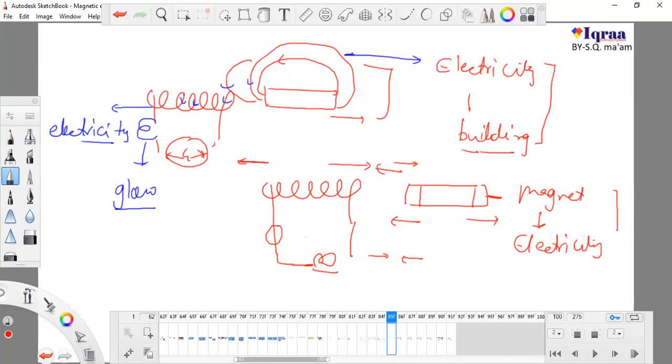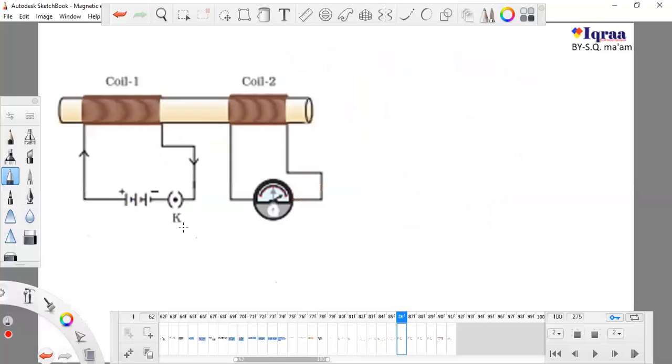Now what is this thing? This is an electromagnet. These are copper wires, and this is our battery. So we know that this is our electromagnet. This is not a simple, normal magnet.